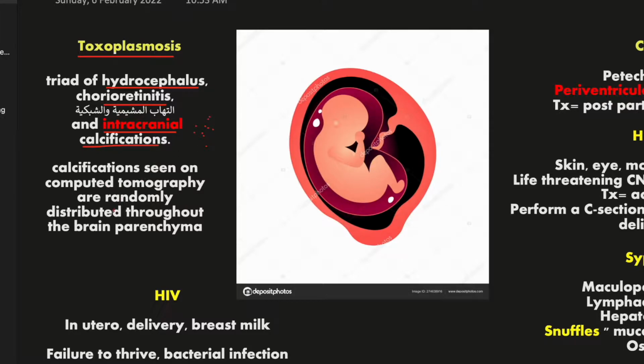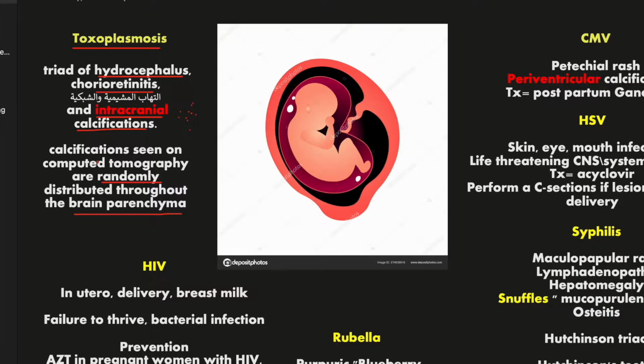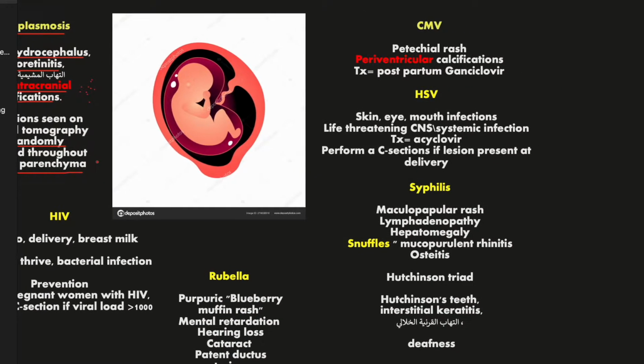Calcifications seen on CT scan are randomly distributed throughout the brain parenchyma. This is the most important information about toxoplasmosis when the case mentions intracranial calcification. It's not specific to one area, so we should think about toxoplasmosis.